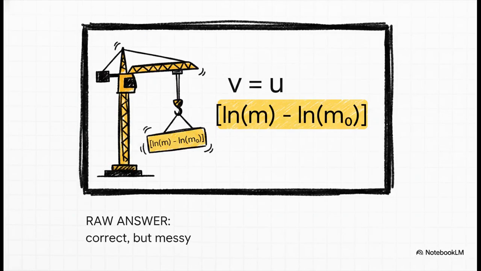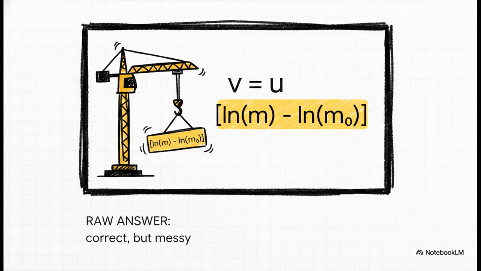And when we do that integration, this is what pops out. The integral of all those little dv kicks is just the total velocity, v. And the integral of 1 over m with respect to m gives us the natural log of m, or ln of m. So our raw answer here is the exhaust velocity, u, multiplied by the difference between the natural log of the final mass and the natural log of the initial mass.